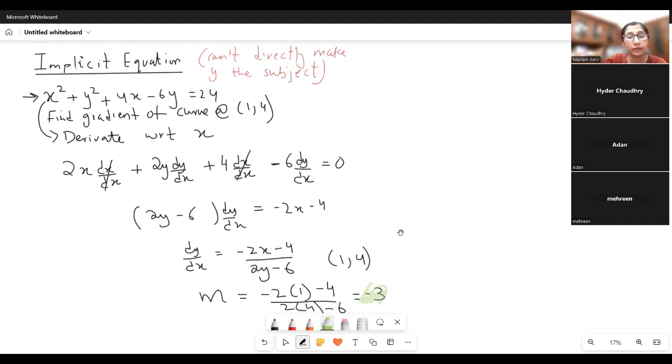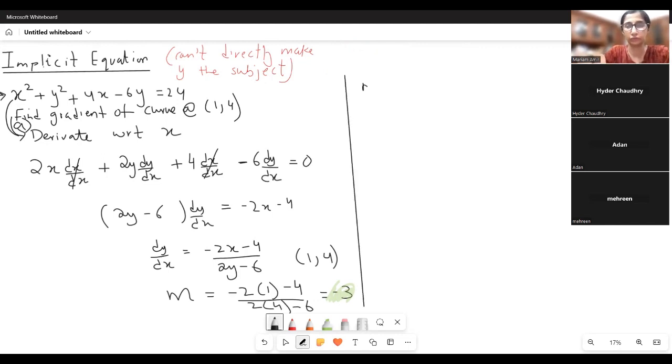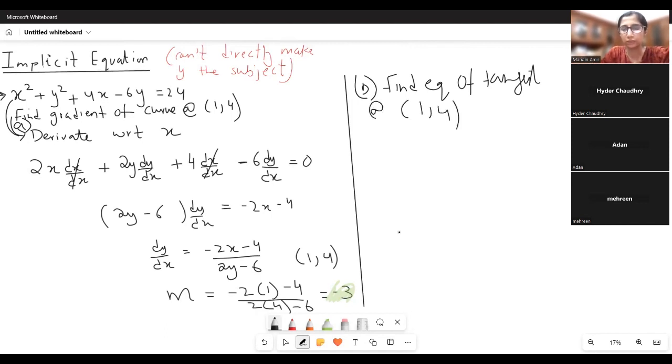In case you had to find the equation of the tangent, let's say part A was to find the gradient, and there's also part B to the question: find the equation of the tangent at the same point (1, 4). Then you would write y minus y1 equals m times x minus x1, so that I don't have to find c. So it's y minus 4 equals minus 3 times x minus 1.